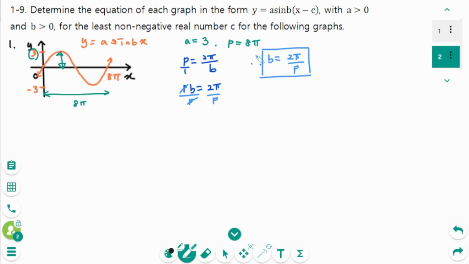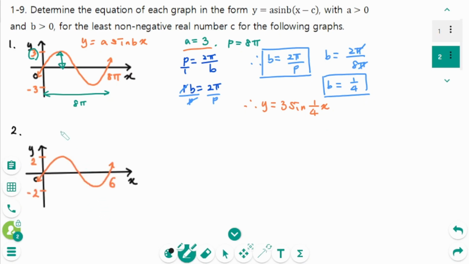If the period is not fractional, we will use this formula to find b from now on. Then b equals 2 pi over p, which is 8 pi. Then pi is cancelled. Then b equals 1 over 4. The equation of the sine graph is y equals a, which is 3, then sine, b equals 1 over 4, then x.